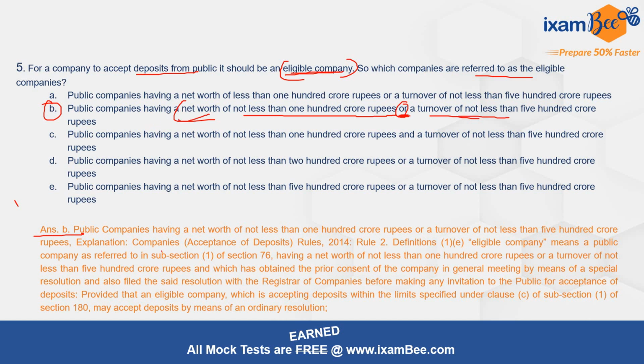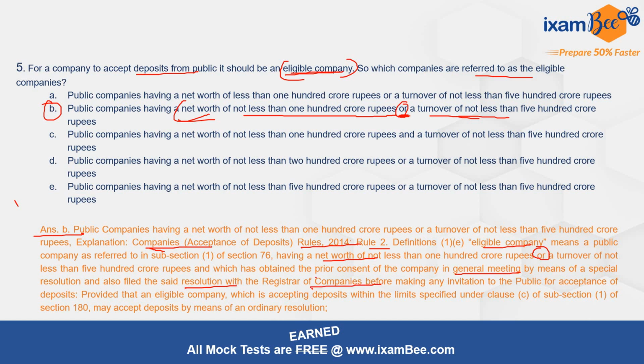इससे related provision जो है हमारे companies acceptance of deposit rules में दिया है, rule number 2 में दिया है, और वहां defined है eligible company, which means a public company having net worth of not less than 100 crore rupees or turnover of not less than 500 crore rupees, which has obtained the prior consent of the company in the general meeting. So prior consent of the company is also required to be taken in the general meeting, and that has to be done by a special resolution, and that resolution is required to be filed with the registrar of companies.